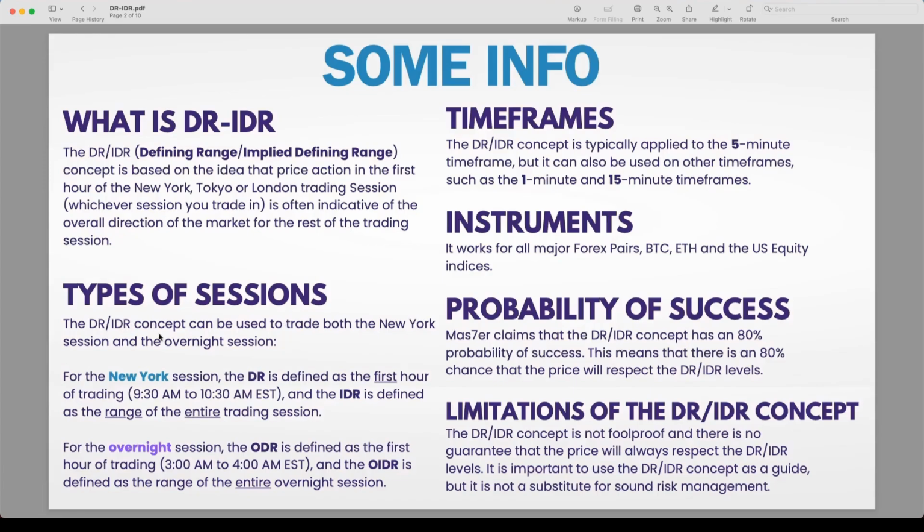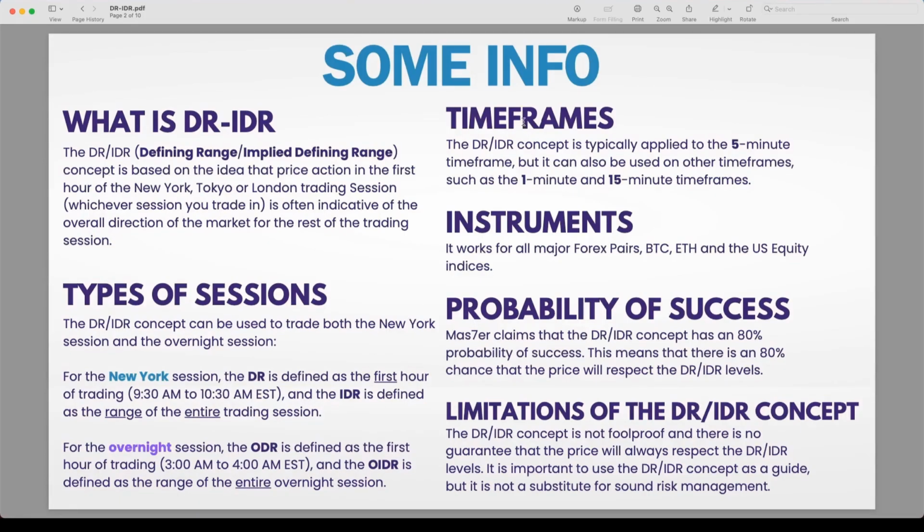Now next is the types of sessions that this concept applies to. The DR-IDR concept can be used to trade both the New York session and the overnight session. Now you can trade Tokyo or London, but generally it's best to try this on New York. For the New York session, the DR is defined as the first hour of trading, 9:30 a.m. to 10:30 a.m., and the IDR is defined as the range of the entire trading session. And for the overnight session, the ODR is defined as the first hour of trading, 3 a.m. to 4 a.m. Eastern Standard Time or New York time. And the OIDR is defined as the range for the entire overnight session.